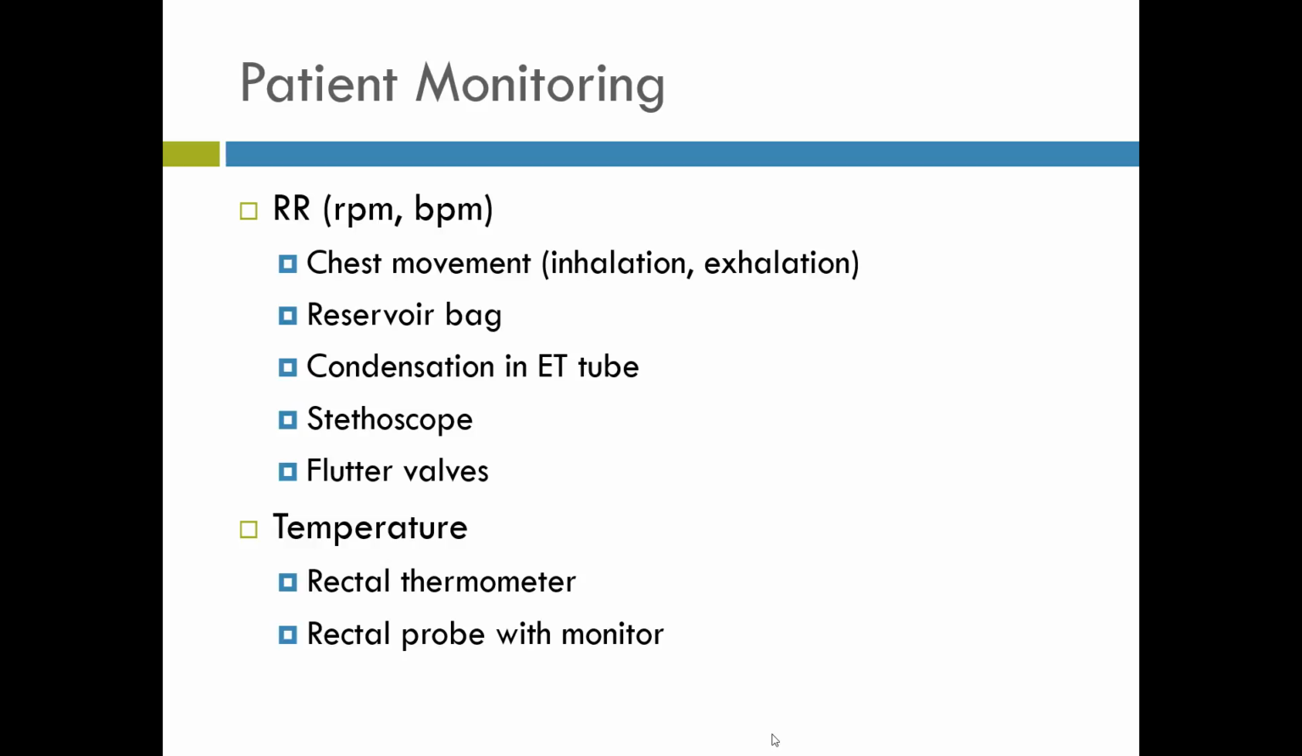Respiratory rate, RPM or BPM. Be careful using BPM because we just learned that we use that as beats per minute. BPM for respiration can mean breaths per minute. We usually do RPMs for respirations per minute for our respiration rate. We can watch the chest move, inhalation and exhale, that's 1. If they do it again, that's 2. We can watch the reservoir bag inflate and deflate. When it inflates and then deflates, it's 1. When it expands, it's not 1.